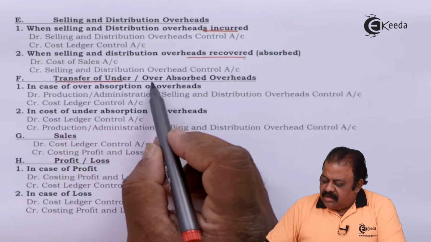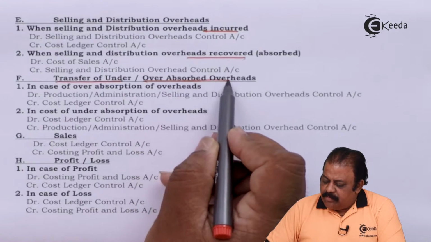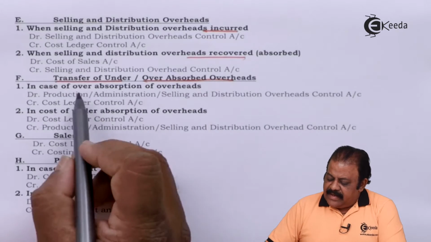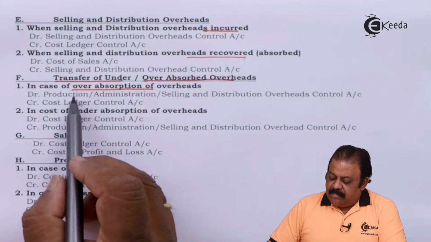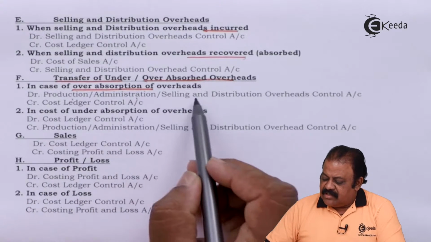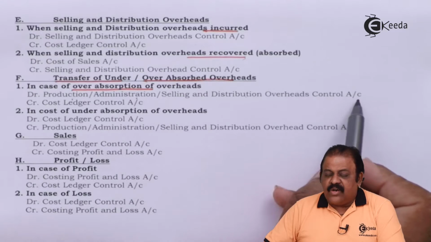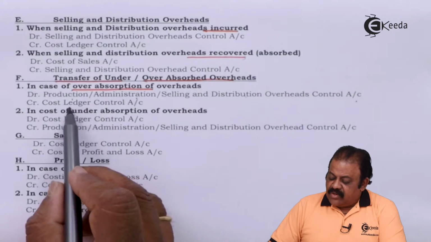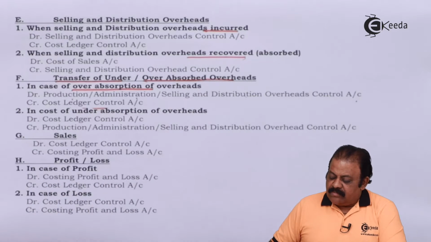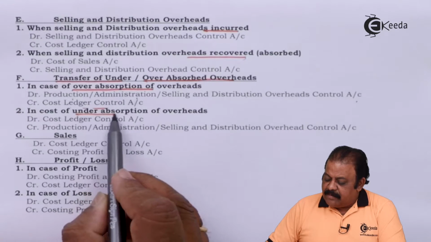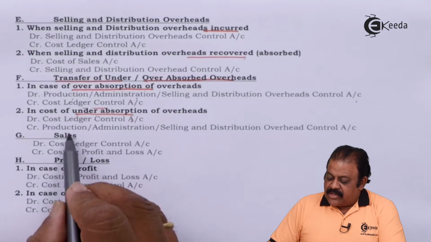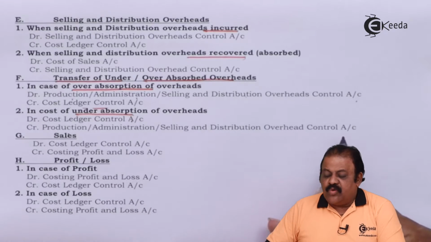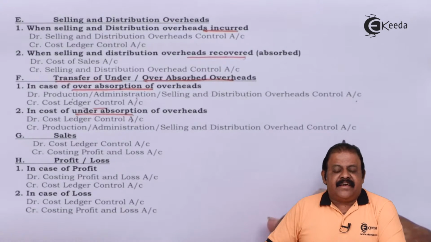Transfer of under and over absorbed overheads. In case of over absorption of overheads, we are required to debit production, administration, selling and distribution overheads control account and credit cost ledger control account. In case of under absorption of overheads, cost ledger control account will be debited and production, administration, selling and distribution overheads control account will be credited.